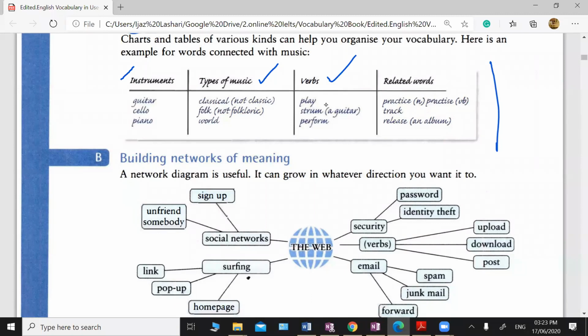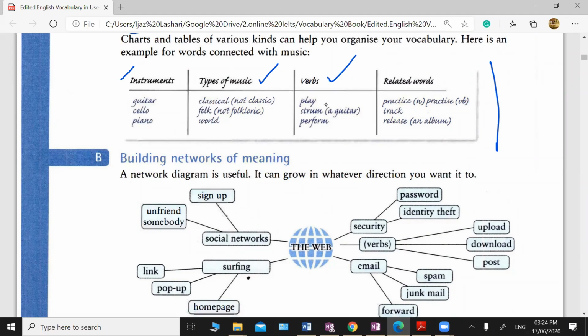Now the verb play, then there is another word called strum, and strum means to move your fingers on the guitar, or there is another word called perform.